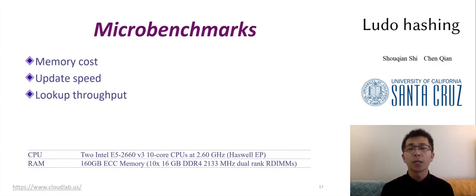We evaluate the memory cost, update speed, and lookup throughput in a single-thread simulation. The experiments are done on a commodity server with two Xeon E5 CPUs and 160 GB RAM.